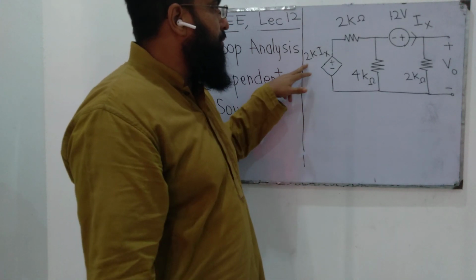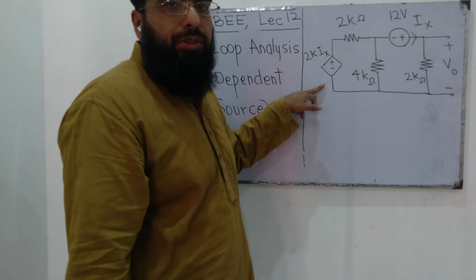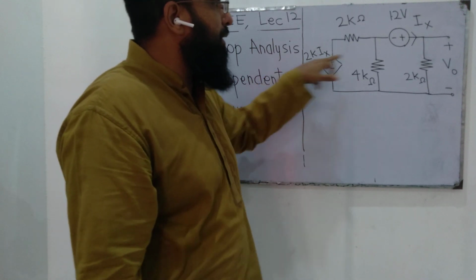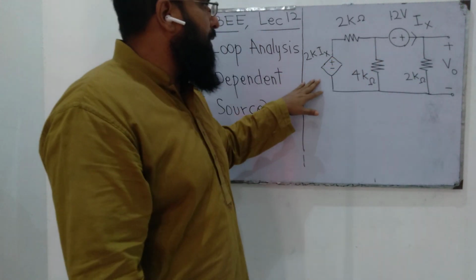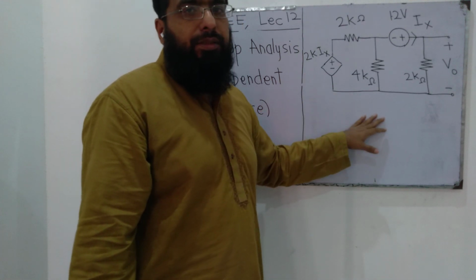Here we have a dependent voltage source whose value is 2k Ix. It's a current dependent voltage source. It's a voltage source but its magnitude is dependent on the current in this branch. We'll solve the circuit using loop analysis.